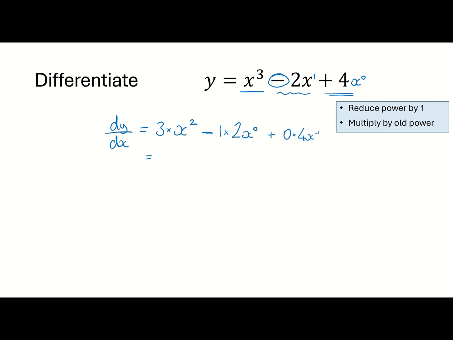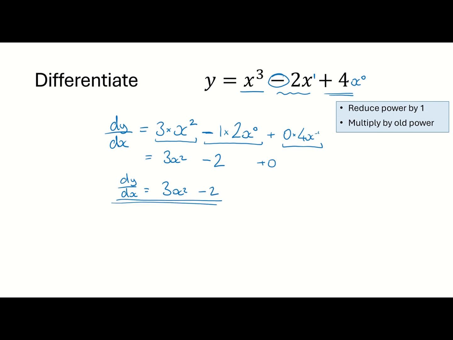Right, what are we left with then? So here we've got 3x squared. Here I've got minus 1 times 2x to the 0. If you remember, anything to the power of 0 is just 1. So I've got minus 2 here. And then here, for the last term, I've got 0 times 4x to the minus 1, which is just 0. So I'm left with my gradient function being 3x squared minus 2.